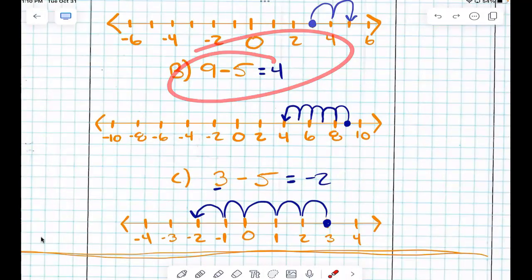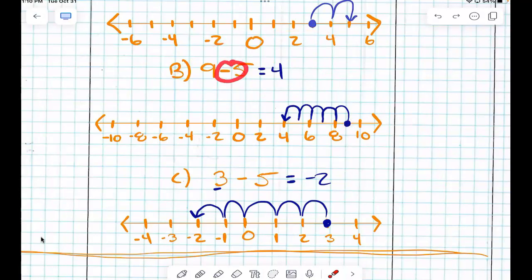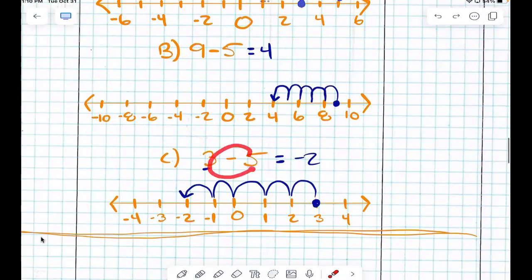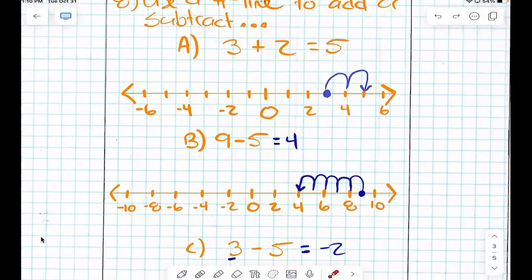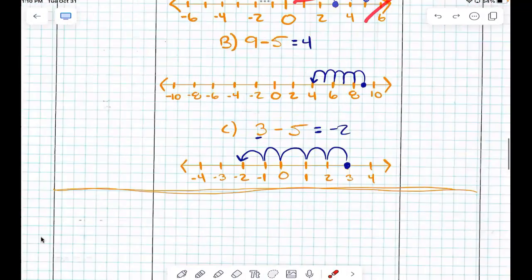How about this one? 9 minus 5 equals 4, yes? My dot's on 9. How many bunny hops backwards am I doing? 5. Why do I know I'm going backwards? So I go 1, 2, 3, 4, 5 bunny hops, and where do I end up? 4. So if it's a minus sign, we go backwards. If it's a plus sign, we go forward.